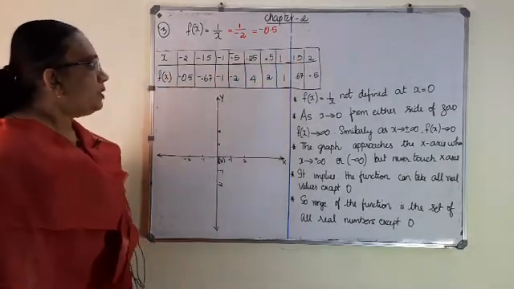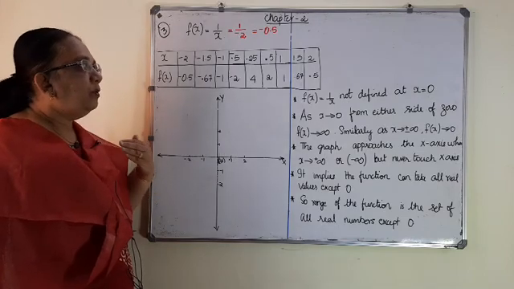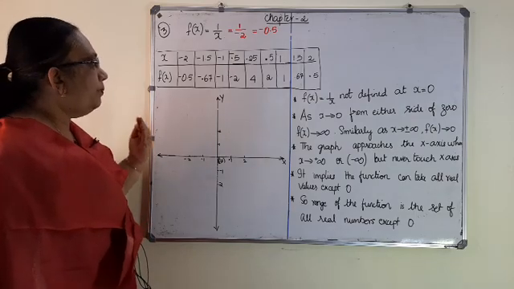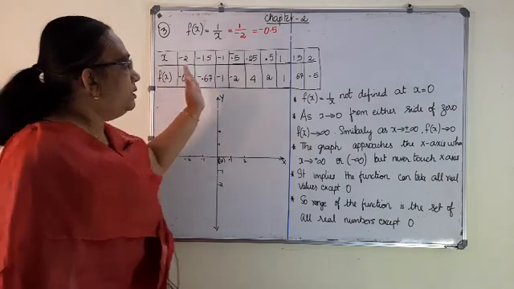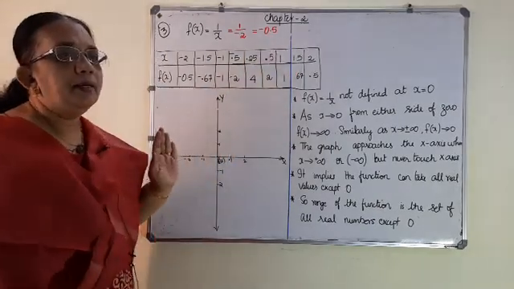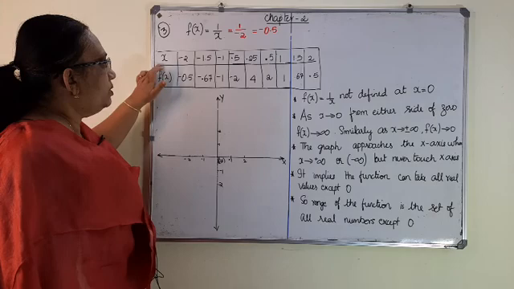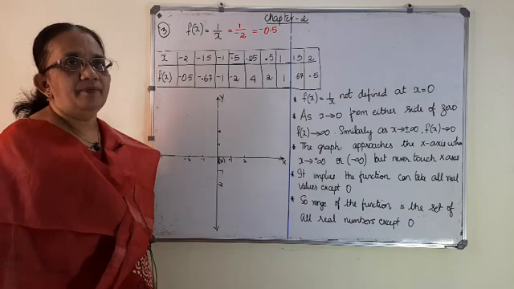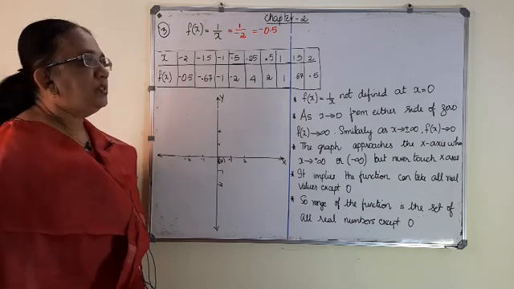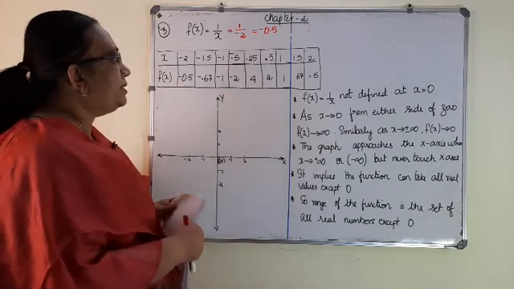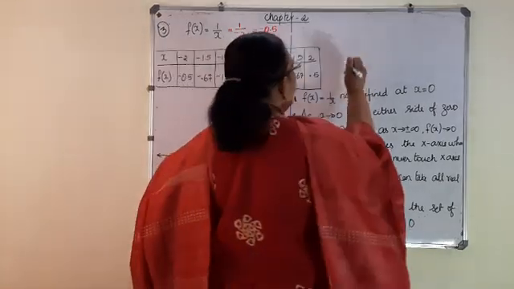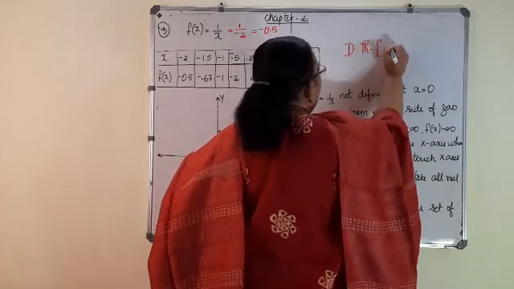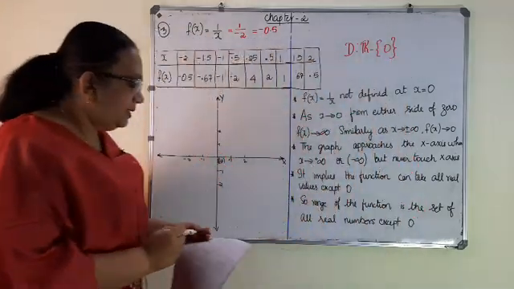Before starting the portion, I have told you that when you want to plot the graph, take some negative values, take some positive values and 0. But here you can observe that when I have taken the domain values, I haven't taken the value 0. Why? Because 1 by 0 is not defined. So the domain is the set of all real numbers except 0.